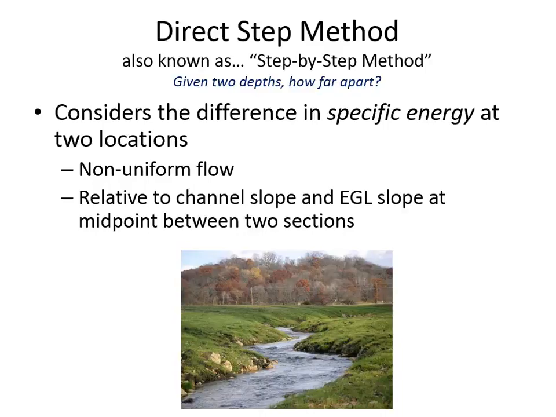I'll show you what I mean by that as we look at the template. But remember that in the direct step method and all the other water surface profile computational methods, what we're looking at is non-uniform flow and gradually varying non-uniform flow. We're trying to find out when we have two sections of water where there's a differing depth between them, what does that water surface look like?